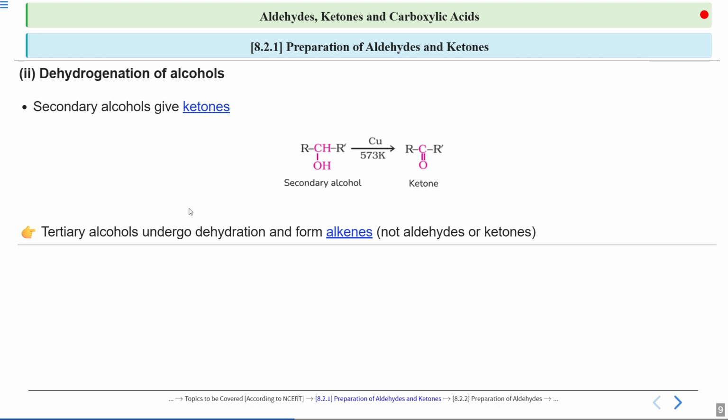Tertiary alcohols lack a hydrogen atom on the carbon with the hydroxyl group. That is why they favor dehydration over dehydrogenation. Dehydration means removal of water and dehydrogenation means removal of H2. So remember students, tertiary alcohols undergo dehydration and form alkenes, not aldehydes or ketones.